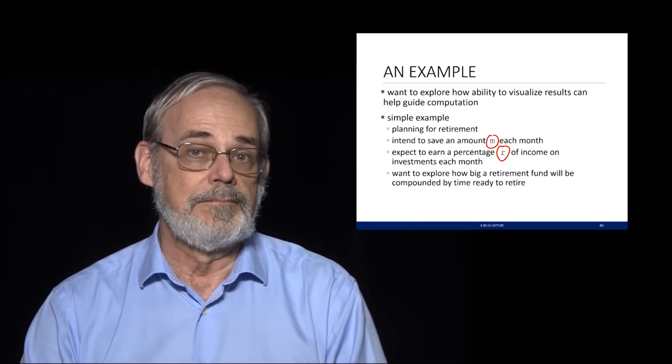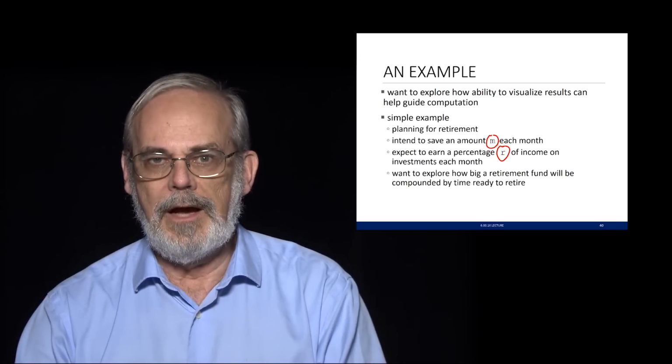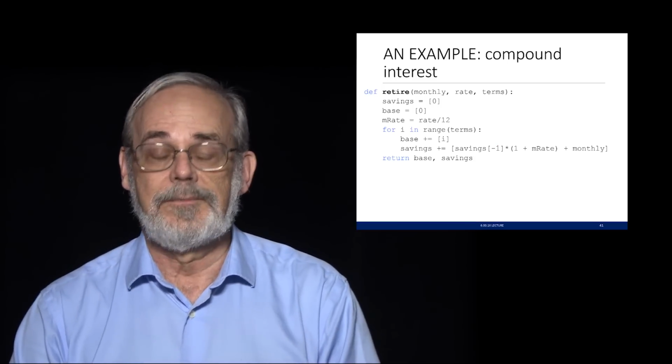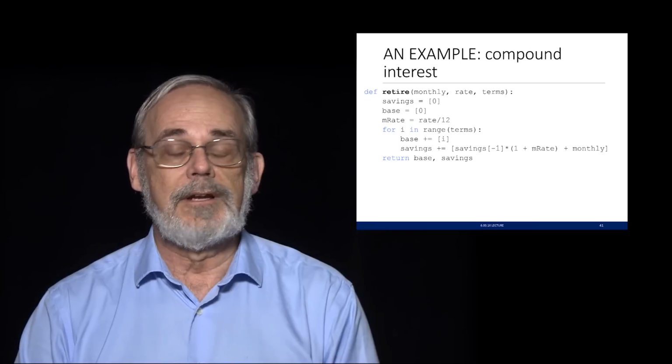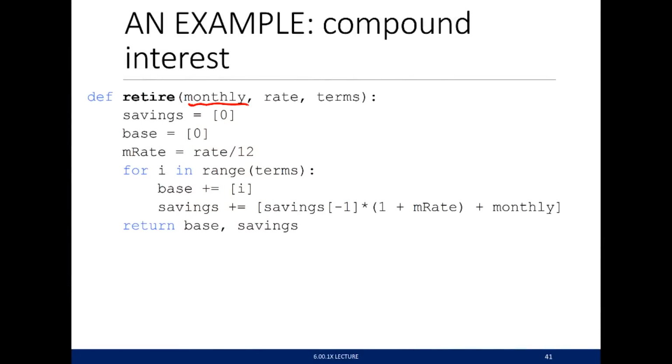Let's look at how we might both write code to do that and especially how we can visualize results to think about how I want to do that computation. Well, let's start with just something that computes compound interest. I've written a little procedure here called retire. It takes in 3 arguments: the amount I'm going to put aside each month, the rate at which I'm going to earn interest, or if you like, grow my income through investments on it, and how many months or terms I want to compute over. How many terms do I want to look at before I'm ready to look at retirement?